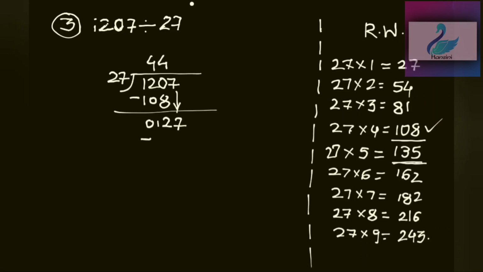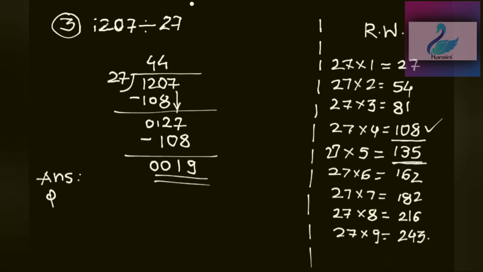So now again 135 is greater than 127. So I will take 108. Now in the quotient's place I have written 4 and I have subtracted 108 from 127. Here I get the answer as 19. So the division is completed. I get the quotient as 44 and the remainder as 19. So 1207 divided by 27, the quotient is 44 and the remainder is 19.